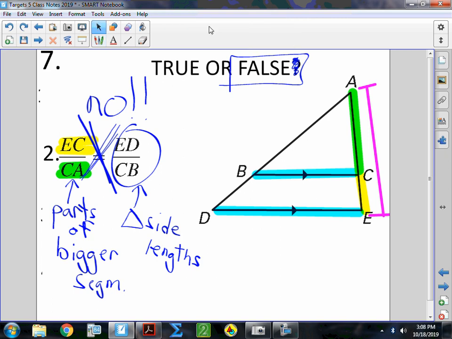I'm not going to go through number 3 and 4, but you can go through number 3 and 4 and compare them to what I did for numbers 1 and 2.